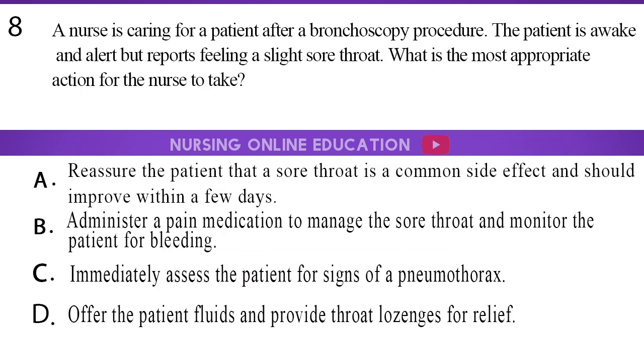8. A nurse is caring for a patient after a bronchoscopy procedure. The patient is awake and alert but reports feeling a slight sore throat. What is the most appropriate action for the nurse to take? A. Reassure the patient that a sore throat is a common side effect and should improve within a few days. B. Administer a pain medication to manage the sore throat and monitor the patient for bleeding. C. Immediately assess the patient for signs of a pneumothorax. D. Offer the patient fluids and provide throat lozenges for relief.